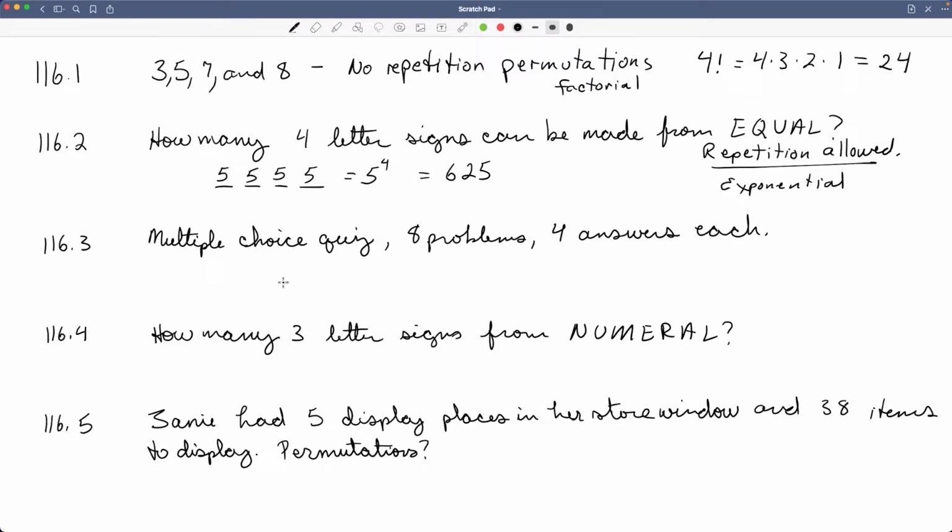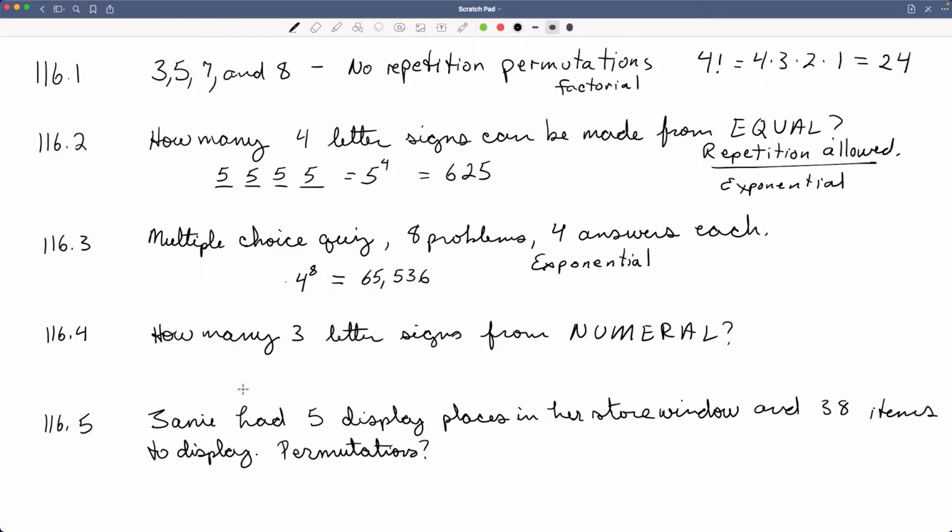So we can assume that this is going to be 8 problems, right? So 8 spaces with 4 potential letters each. So 4 is our base, because that's the total number of items we have. And then 8 is the number of spaces, because that's the number of problems we have. So 4 to the 8th power, which if we plug it into our calculator, would be 65,536. So this would be an exponential problem, because repetition has to be allowed based on what it is.